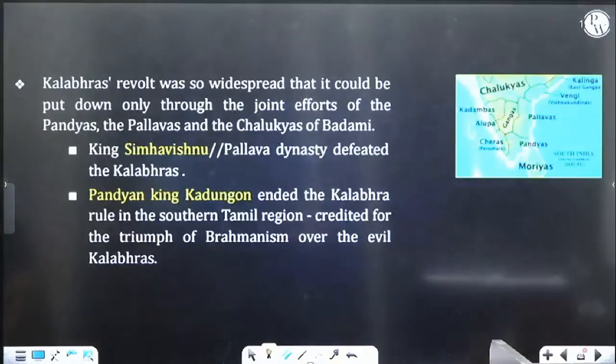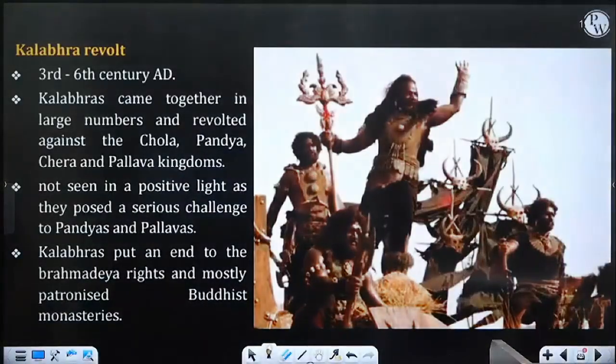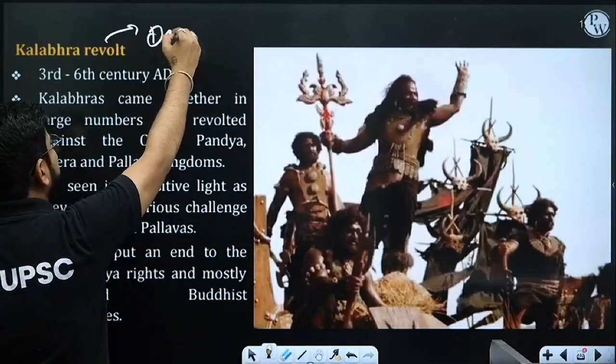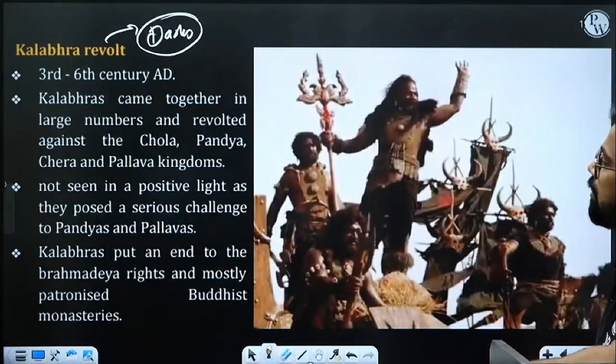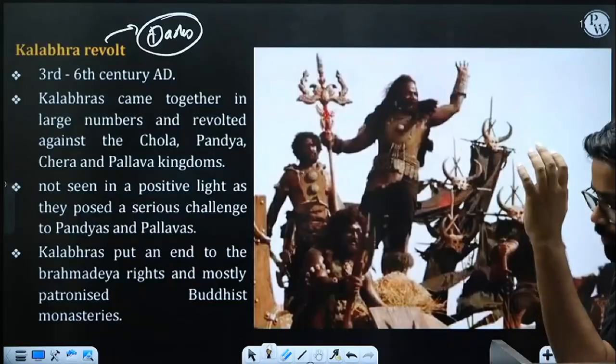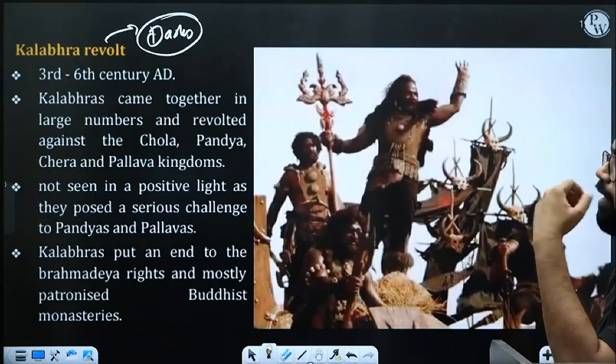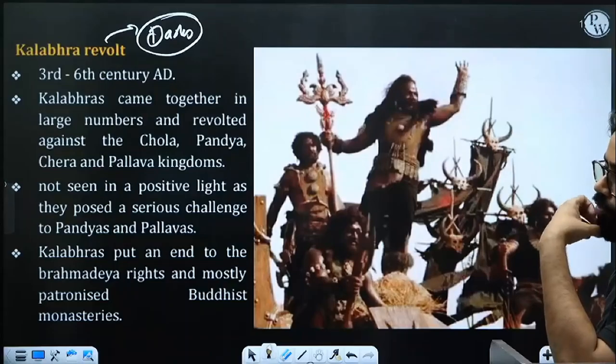Now, Kalabharas are always kept in a very bad light. It is like they are not civilized. They are the ones who brought anarchy over here, and these 300 years are considered a dark age. Now everybody had to come together to defeat them. They fought initially against Cholas, Pandyas, Cheras, Pallavas, everyone. All the kings defeat them, but they were never considered patrons of culture.